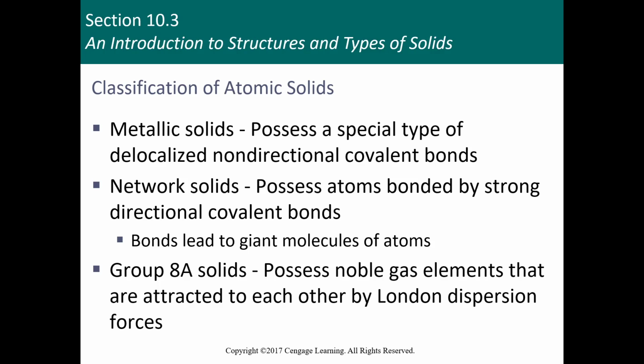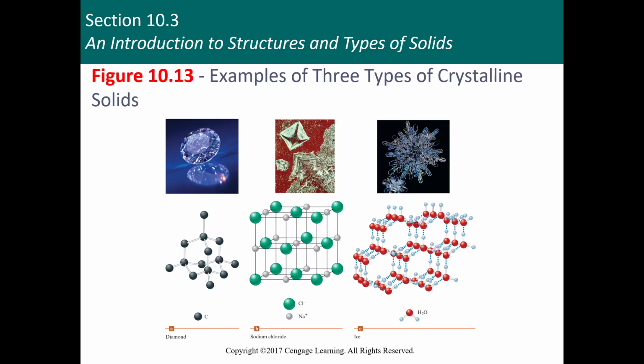And so yes, you can make covalent bonds between many of the metals and make metallic solids with mixtures of various types of metals. Network solids, these again possess atoms that are bonded by strong directional covalent bonds. The bonds will lead to giant molecules of these atoms. Many of these are actually single molecules that you're looking at for the entire object. Okay, so for example, this diamond right here, if it's a perfect diamond that doesn't have any fracture points in it, this could be a single molecule, we're looking at the entire diamond. Lab-grown diamonds are almost always single molecules for the entire diamond.